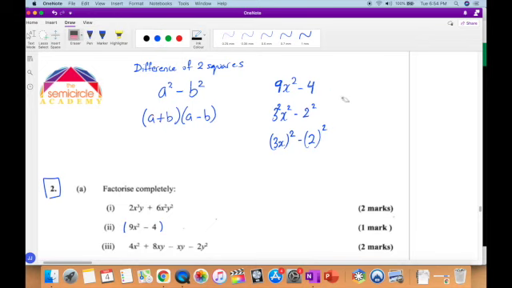Yes, sir. Right? So now I have it in the form of a difference of two squares. Right? So you kind of had a look at it and recognize that, hey, these are square numbers. So because these are square numbers, a difference of two squares, so that means that when I factorize it now, I will take a plus b, 3x plus 2, and then on this one, I will take 3x minus 2. That is the answer for this question.